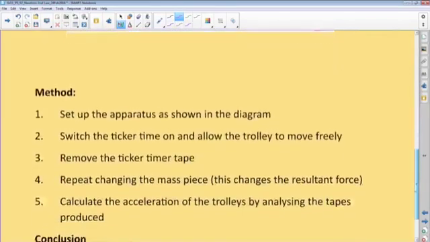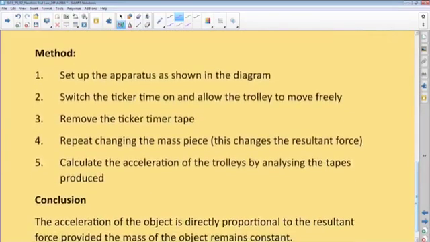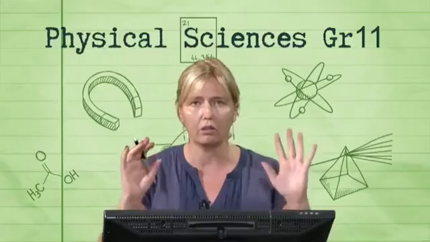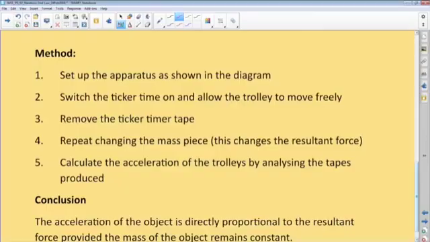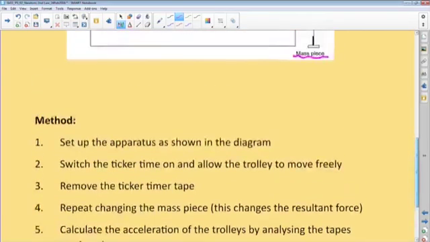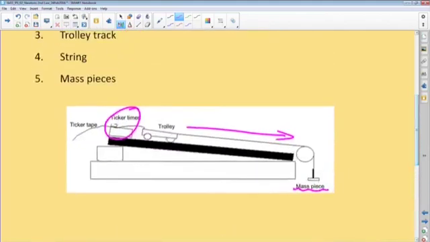So let's see how we go about doing it. So the first thing, we set up the apparatus as I've just shown you in the diagram. Then you switch your ticker timer on and you let your trolley move freely. You just take your hand off the trolley and let it roll down the slope. Okay, so you're not pushing it or anything like that, you just let it go, right? Switch the ticker timer off, take the tape off. Now, you take the trolley back up to the top. Okay, so we're going to take the trolley back up to the top of the slope, and this time we're going to add a mass piece.